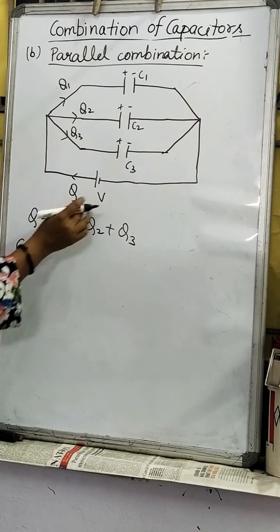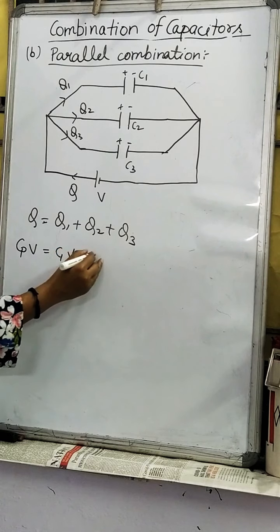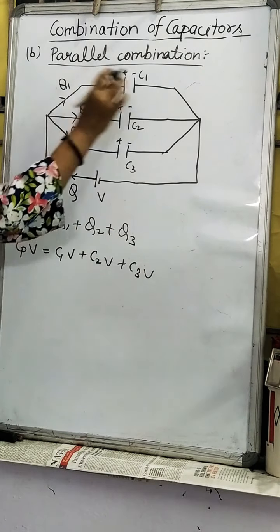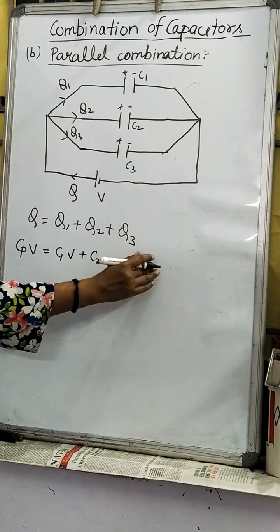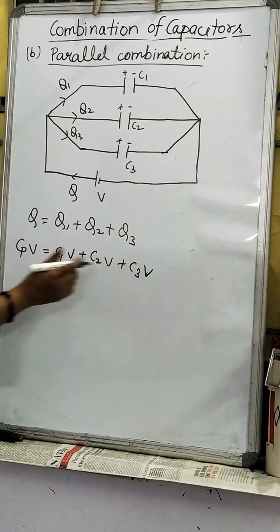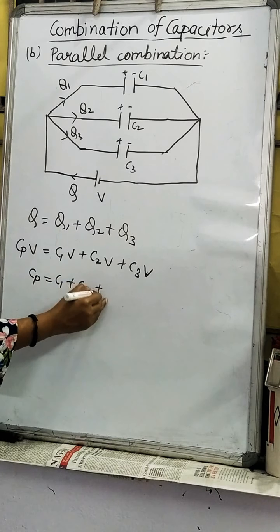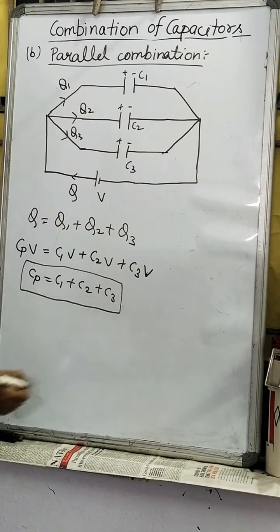Then V is the total potential. If we write it this way, C1 V plus C2 V plus C3 V, because the potential will be the same in all of this system, since it is directly connected to the battery. So when we take V common, Cp equals C1 plus C2 plus C3. This is the resultant of the parallel combination of capacitors. It's not a long derivation, it's very short.